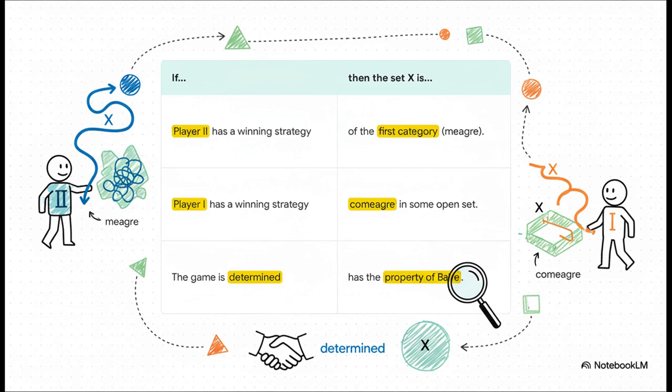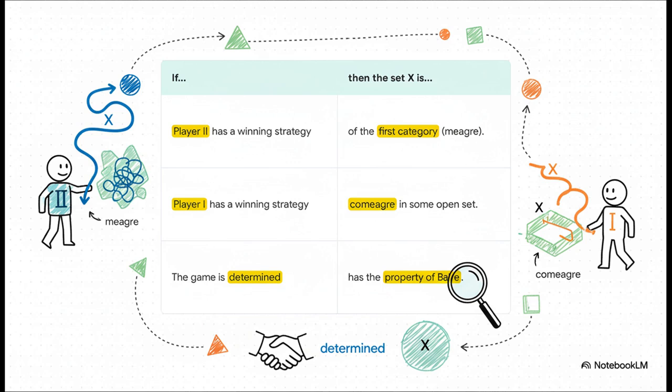If player 2 has a guaranteed way to win, no matter what player I does, then the target set X is what we call meager, which means it's topologically small or thin. But if player I can force a win, then X is co-meager in some region. It's topologically large or substantial.